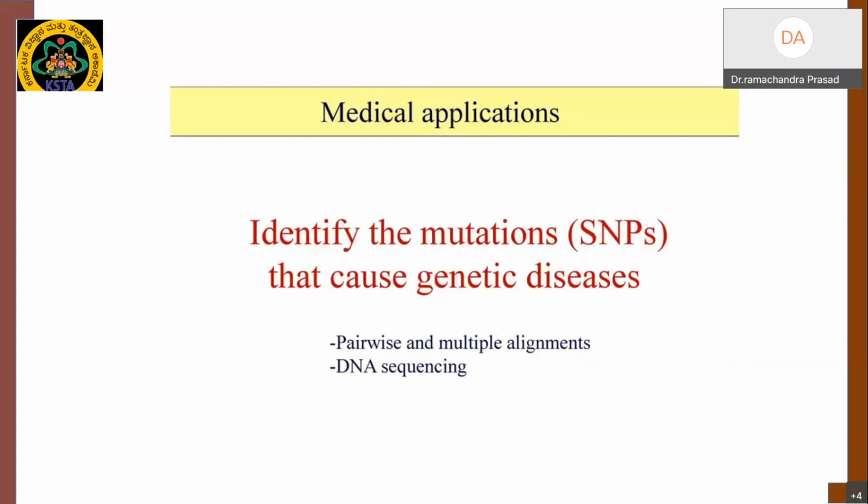So at the gene level, if you want to make some therapy, that's called gene therapy, but it is very complicated. Genome editing is very complicated. But through bioinformatics, we are trying to understand, and there is also a possibility that we may come up with some genome editing or gene therapy, in which you can identify these SNPs by pairwise sequence alignment and multiple sequence alignment, and also DNA sequencing.